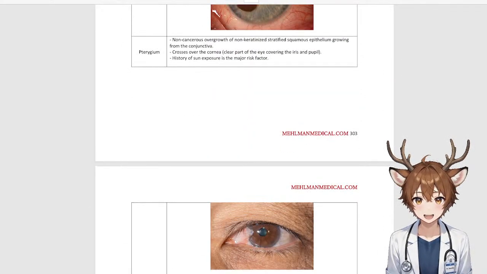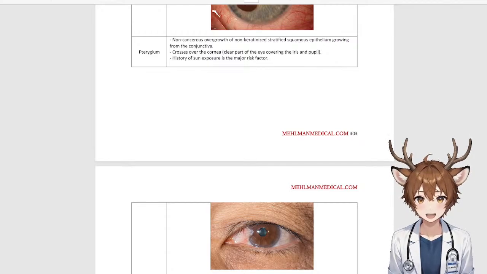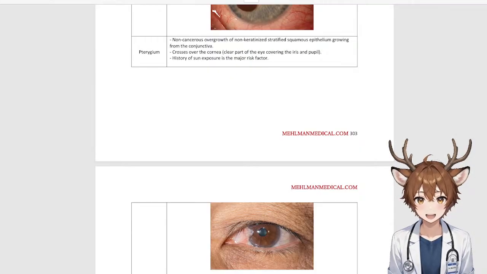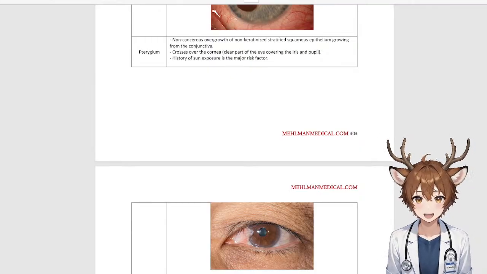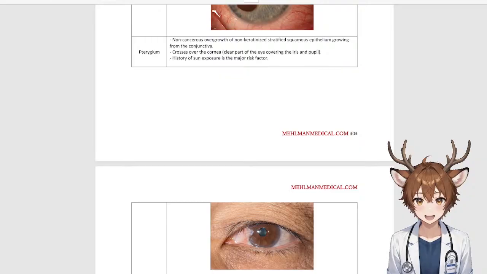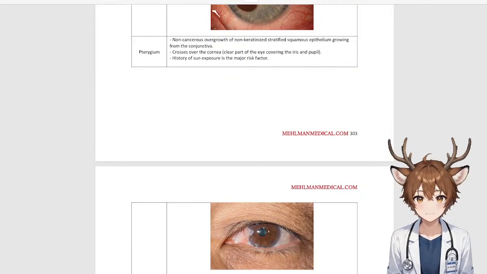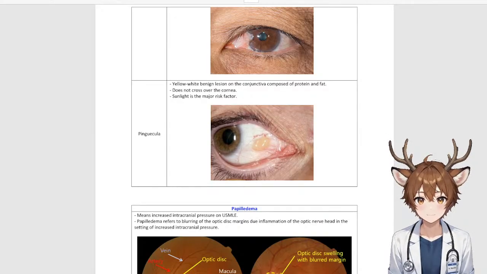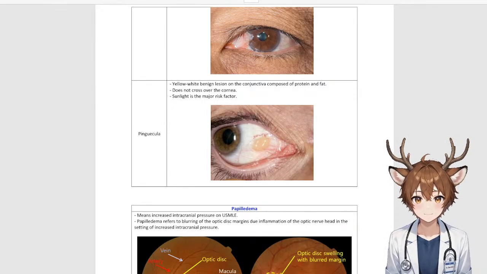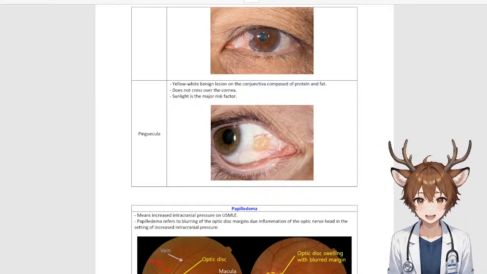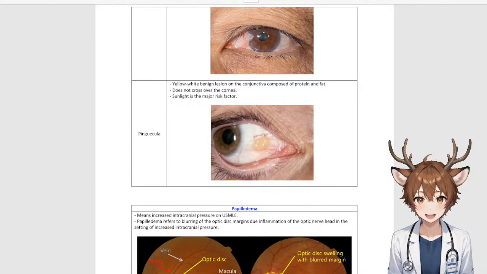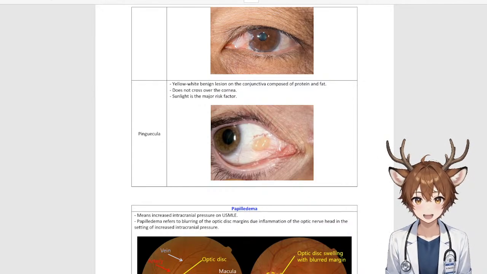Pterygium. Let's talk about pterygium right now. Pterygium, non-cancerous overgrowth of the non-keratinized stratified squamous epithelium growing from the conjunctiva, crosses over the cornea, the clear part of the eye covering the iris and pupil. History of sun exposure is the major risk factor. Pinguecula, yellow-white benign lesion of the conjunctiva composed of protein and fat. It does not cross over the cornea. Sunlight is the major risk factor.